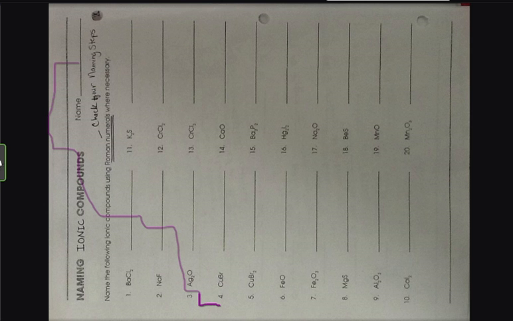Guys, just a correction. You will not need to pick this up. You already have this worksheet. This is the back side of your writing ionic formulas. Just wanted to let you know that. Good luck. You can do it.